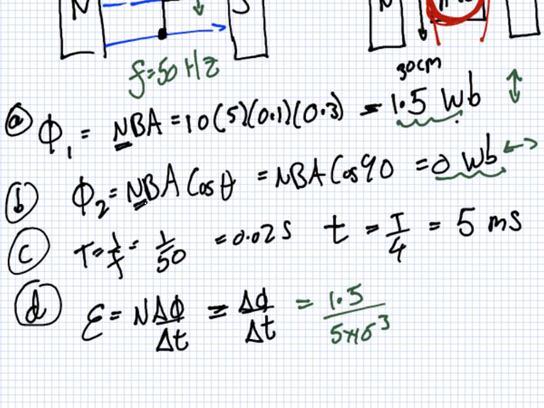Yeah. So what would that be? 1.5 over 5. Is that 3 kilo? 300. 300 volts, yeah.